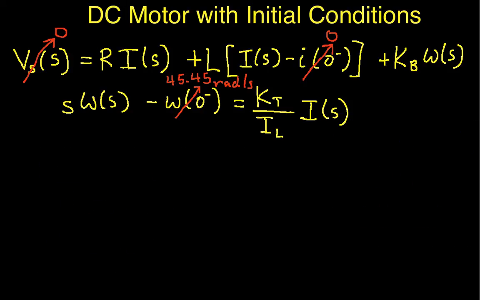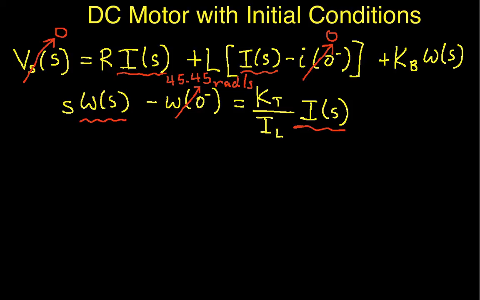Now the question is, what do we want to solve for? We eventually want to know what happens to the speed of the motor over time as I start it with these initial conditions and then have the voltage be zero. So eventually we need to solve for omega s. And the way I think I'm going to do that is first solve the upper equation for I of s, and then we'll plug that into the lower equation for I of s, and divide through by s, we'll have omega s is equal to something, and that will give us the Laplace transform of the output due to these initial conditions.